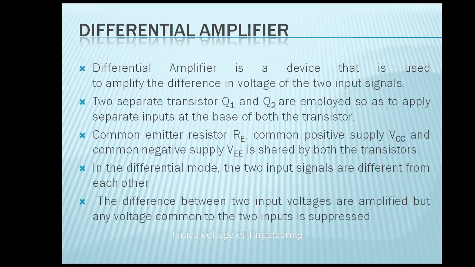A differential amplifier is a device that is used to amplify the difference in voltage of the two input signals. Two separate transistors Q1 and Q2 are employed so as to apply separate inputs at the base of both the transistors. Common emitter resistor RE, common positive supply VCC and common negative supply VEE is shared by both the transistors.